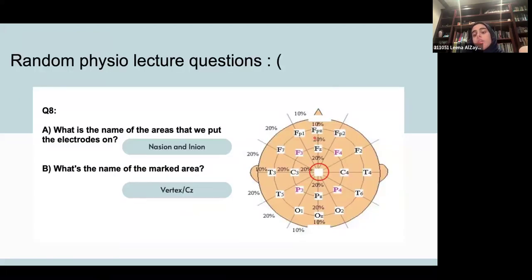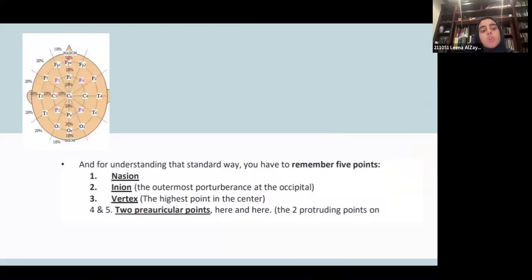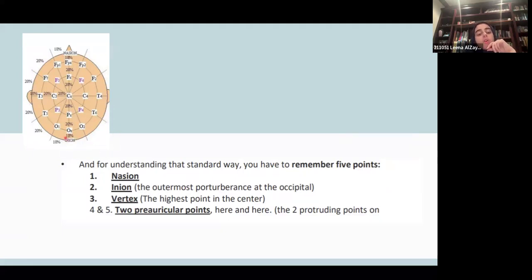In the front, it's called nasion, and in the back, it's called inion, and in the middle, it's called vertex or CZ. This is the identification of the names of the areas you put the electrodes in. And in the ear area, it's called preauricular point. Remember the 5 points where you put the electrodes. And the inion is where you have the protrusion of the occipital bone.